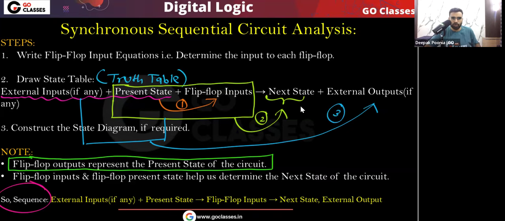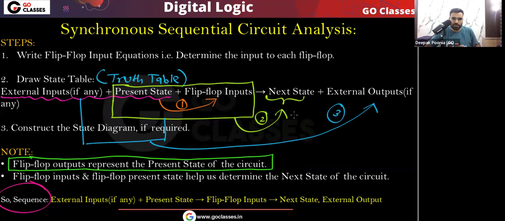I hope you understood. But most of the time, the synchronous sequential circuits that you will see don't have external output. So most of the time only two computations you have to do, computation 1 and computation 2. But just in case, if there is any external output, you can find it with the help of the first 3 columns: external input, present state and flip-flop inputs. I hope you understood. This is the computation sequence.